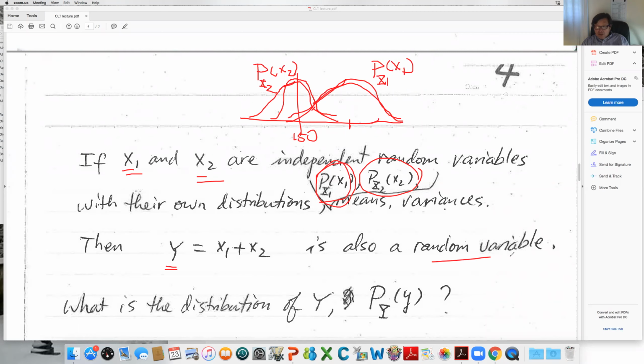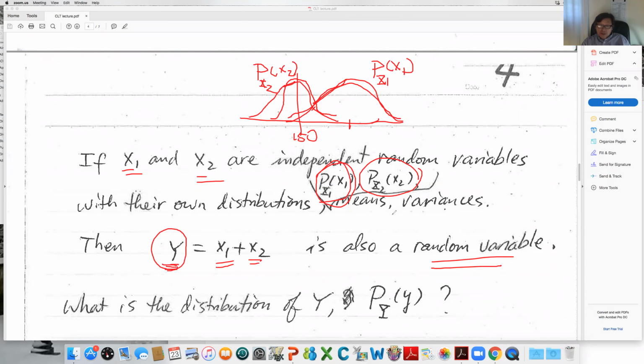is also a random variable. But the question of interest is, if x1 has this distribution and x2 has that distribution, what is y's distribution? What's the distribution of y? So if I randomly take a sample from Rhode Island and a sample from California, and then what is this quantity's distribution?